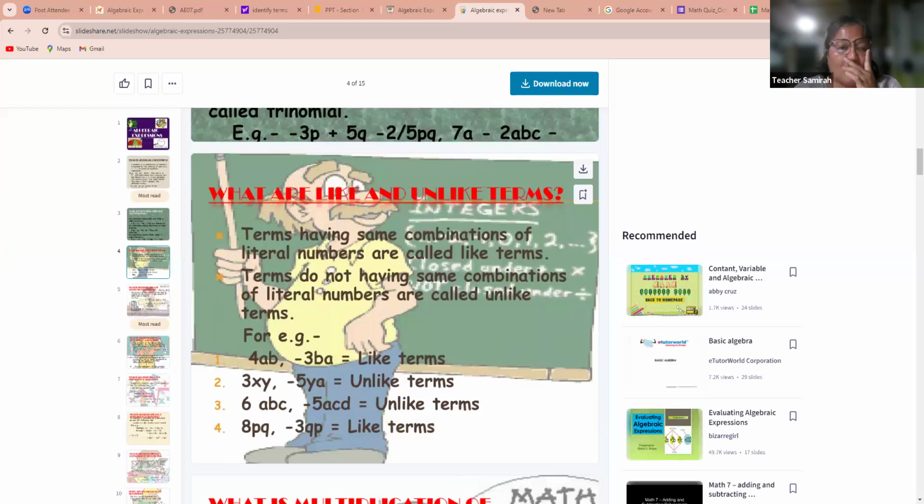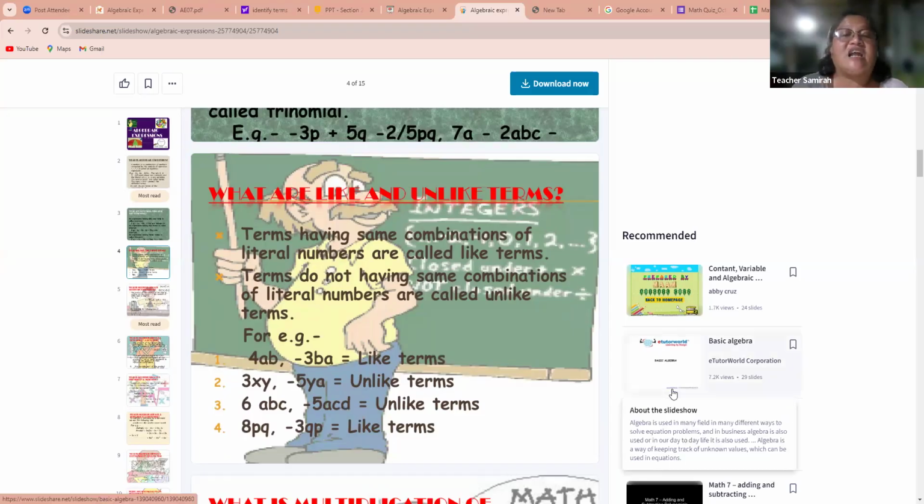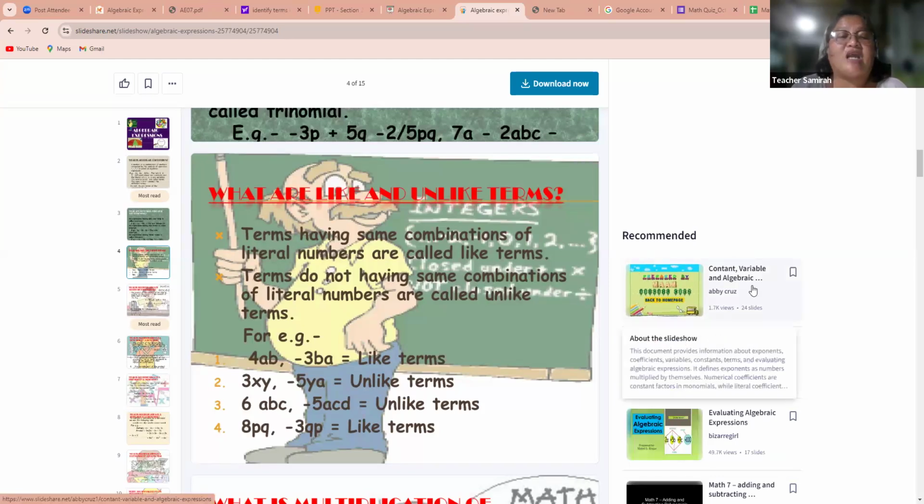How about this one? What are like and unlike terms? Terms having the same combinations of literal numbers are called like terms. Terms that do not have the same combinations of literal numbers are called unlike terms. Okay. Literal numbers having the same combination are like terms.